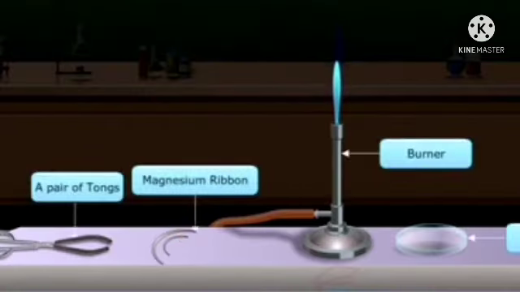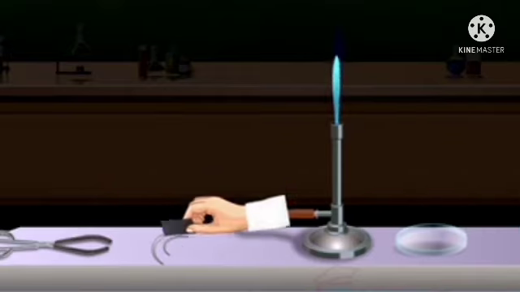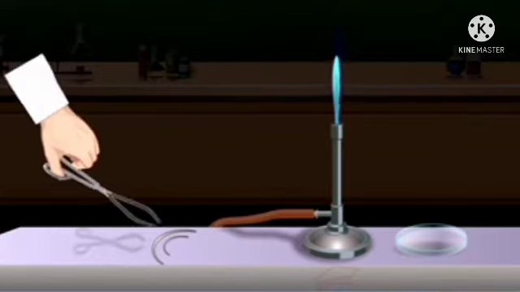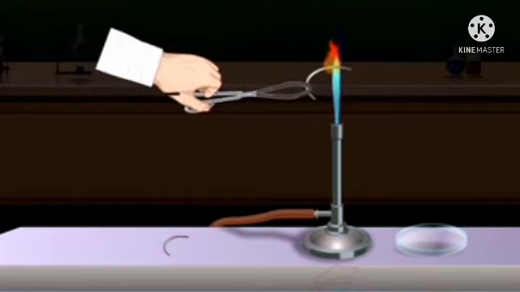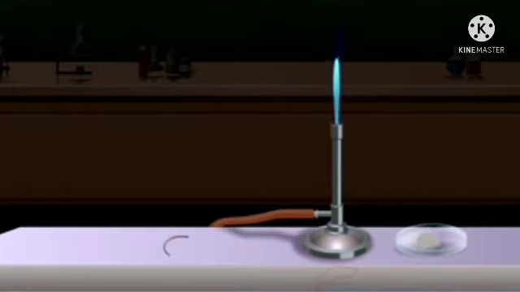Nature of substances. Take a long magnesium ribbon. Use a sandpaper to rub and clean the ribbon. Hold the ribbon using a pair of tongs. Burn the ribbon using a spirit lamp or Bunsen burner. Collect the white ash in the watch glass.